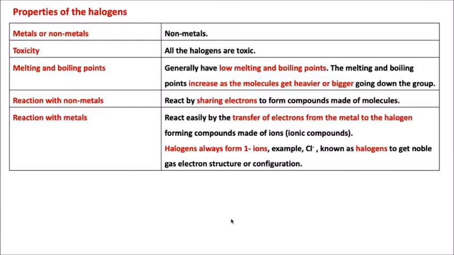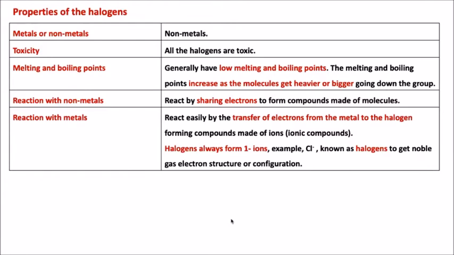Number three, in general, their melting and boiling points are low. They are very, very low. However, the melting and boiling point will increase as you go down the group. Why? Because the molecules get bigger or heavier as you go down the group. I'll come back to that point, so I don't want you to panic at this stage. Number four, how do they react with non-metals? They react with non-metals by sharing electrons to form molecules, to form compounds made of molecules.